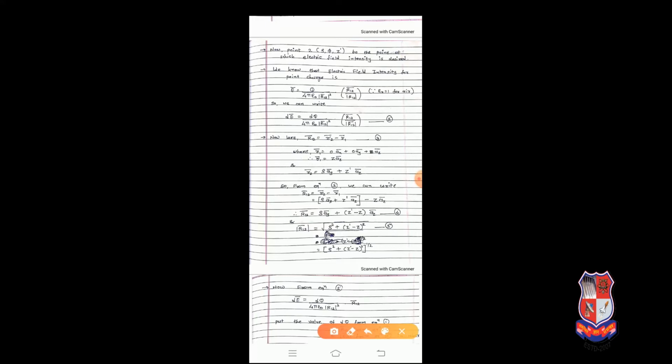Now from equation number 3 we can find vector R12 is equal to R2 minus R1. So R2 is equal to rho a rho plus z dash az and R1 is equal to z az. So we can write R12 is equal to rho a rho plus z dash minus z az. Now we can find its magnitude. So magnitude of vector R12 is equal to under root of rho square plus z dash minus z whole square, that is rho square plus z dash minus z whole square raised to 1 by 2.